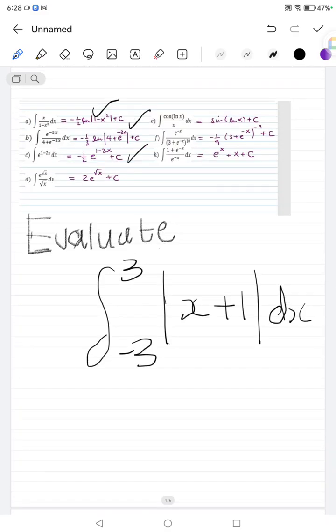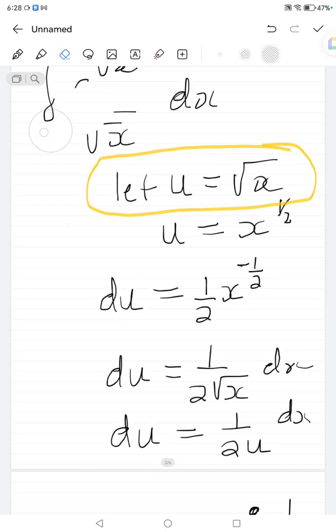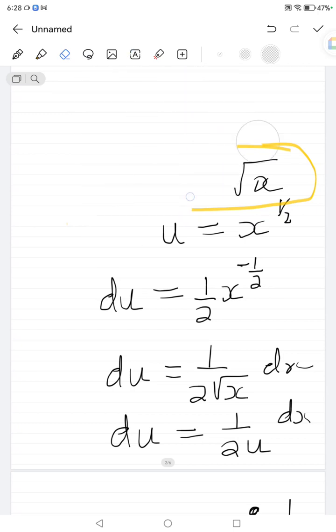Let's go to the top, which is what they got also. Then now we have cos of ln of x over root of x. Let me quickly erase this.